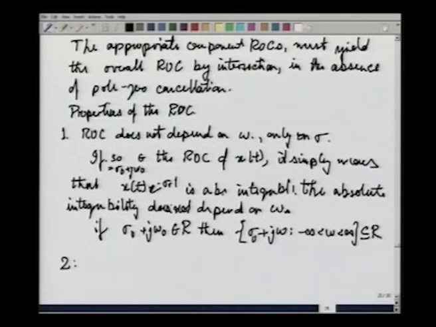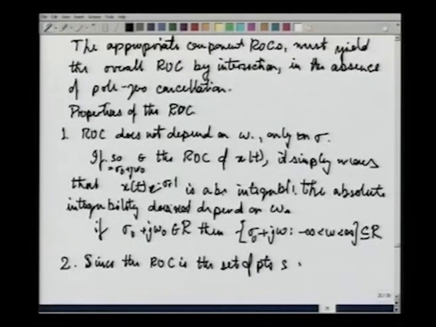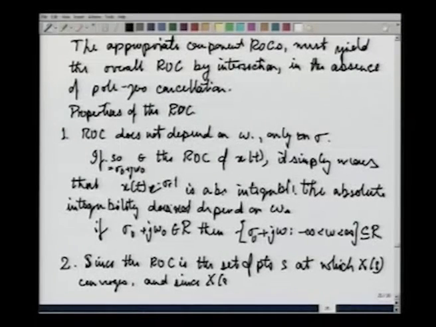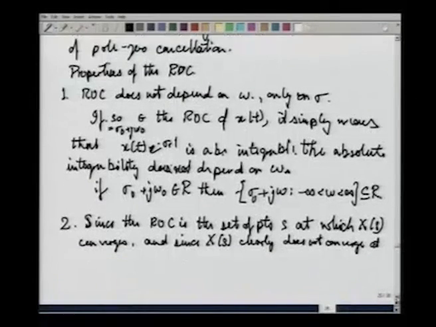Another significant property is that since the ROC is the set of points s at which X(s) converges, and since X(s) clearly does not converge at s equal to p_k for any k, that means X(s) does not converge at the points of the poles.